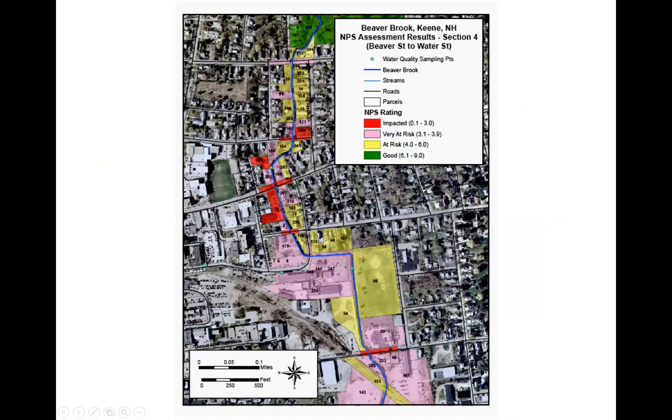And so you can see, down here around Roxbury Street, and just north of Roxbury Street, we have some high impacting parcels. Up here, the graveyard, obviously, is low impacting because there's not a lot of development there. And then down here at Water Street, there are some areas that are at risk that maybe should be looked at. But it gave the town a very quick prioritization.